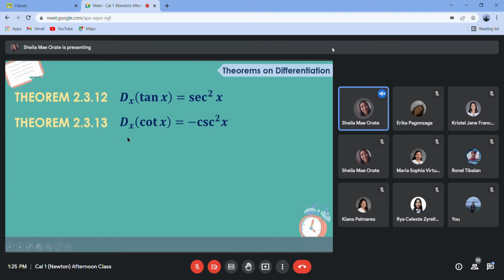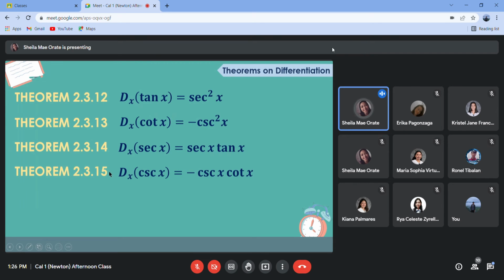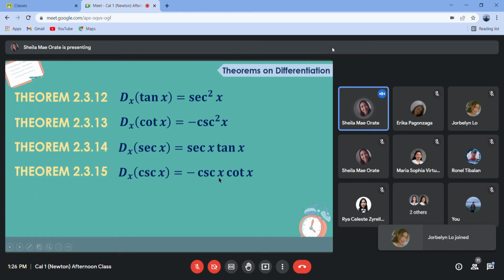At the end of these slides there are tables, which are a summary, so you can base your studying on them so you won't get confused. Then, the derivative of secant x is equal to secant x tangent x. That's two trigonometric functions. And theorem 2.3.15, the derivative of cosecant x is negative cosecant x cotangent x. Again, its function has two parts.